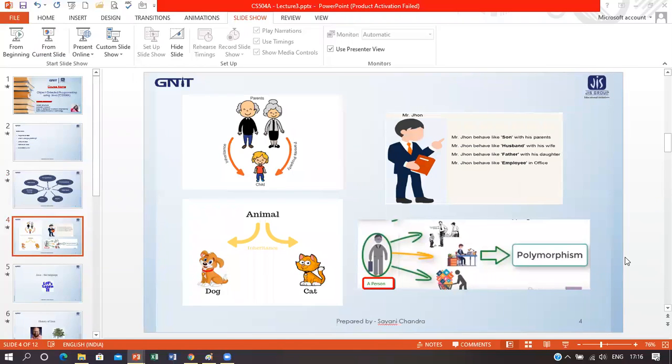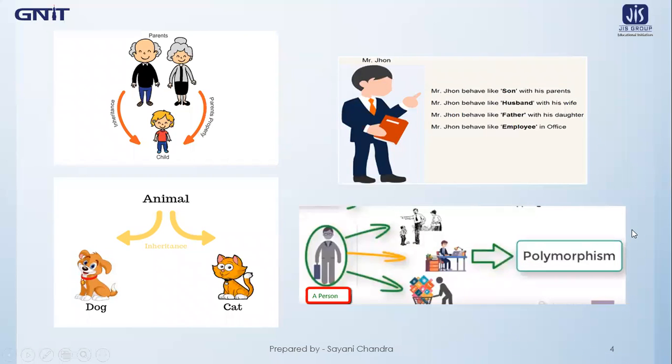Let us go to the next slide to explain the concept in a better way. If we look at this image, you can see that Mr. John is a person. This person behaves like a son when he is with his parents.